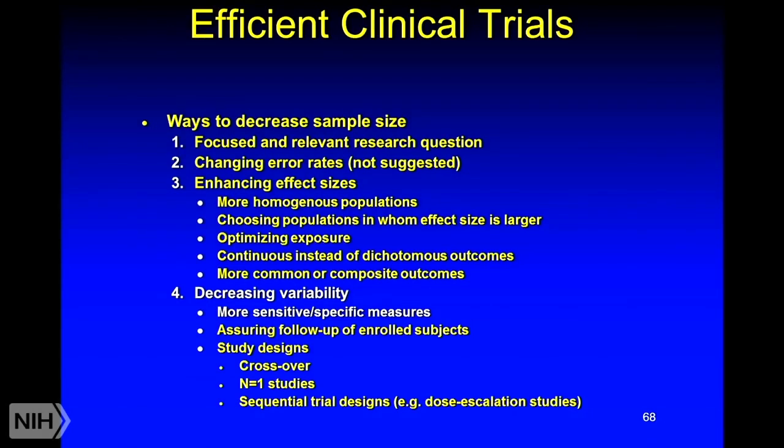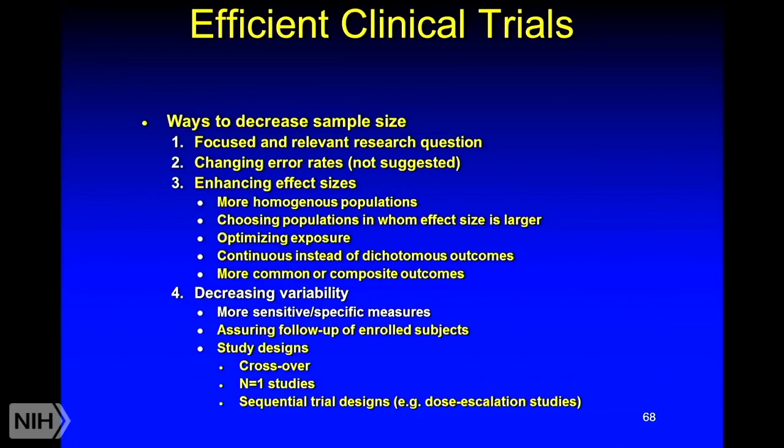So what are some ways to decrease variability? We talked about effect size, right? That was moving those curves further apart. On the other hand, decreasing variability is taking the width of that curve and making it narrower. That's the other way we could decrease the sample size of a study.